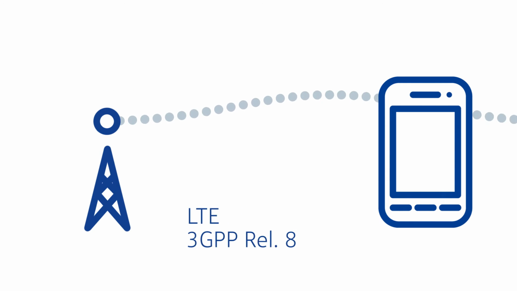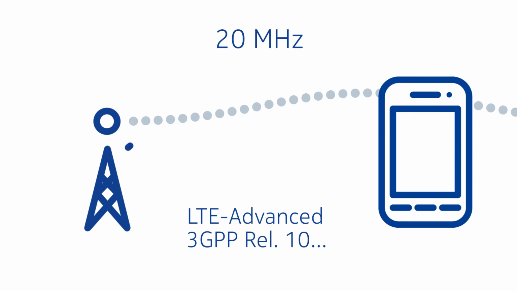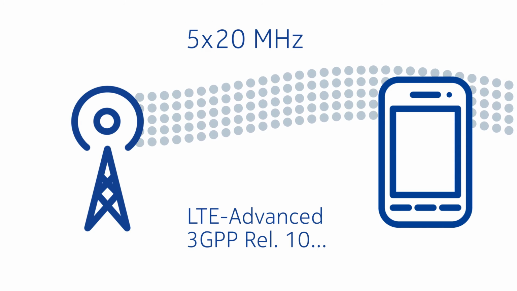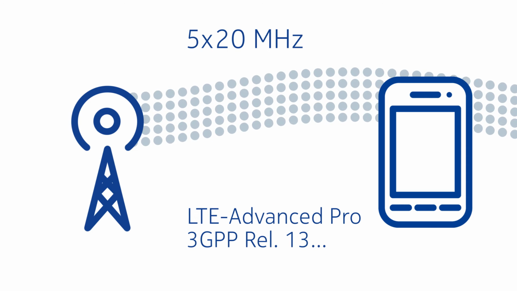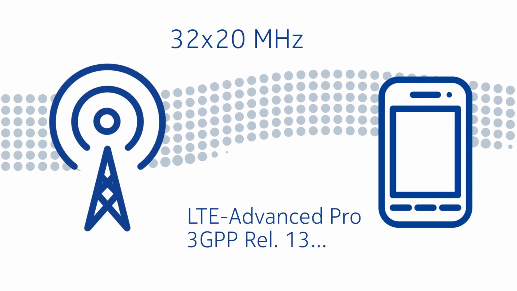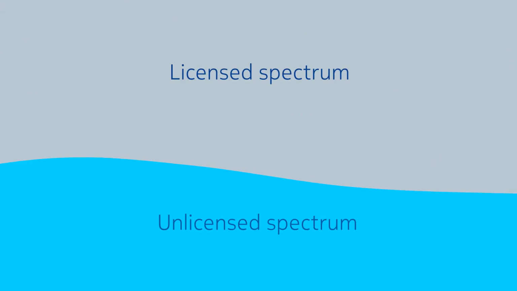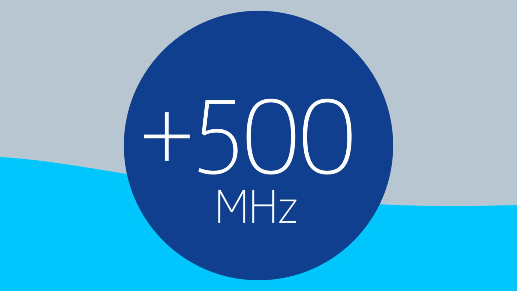The first LTE networks were limited to a maximum carrier bandwidth of 20 MHz. LTE Advanced increased that to 100 MHz by combining, or aggregating, up to 5 carriers. LTE Advanced Pro aggregates up to 32 carriers, a massive 640 MHz bandwidth. How? It makes use of both licensed and unlicensed spectrum. And important to note, it is backwards compatible with existing user devices.